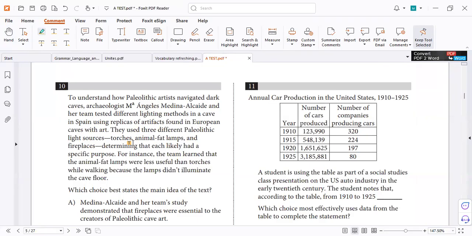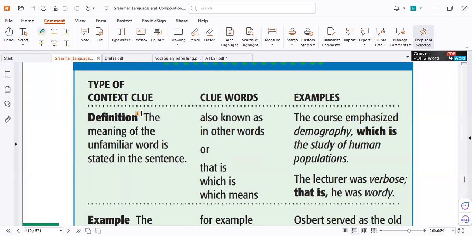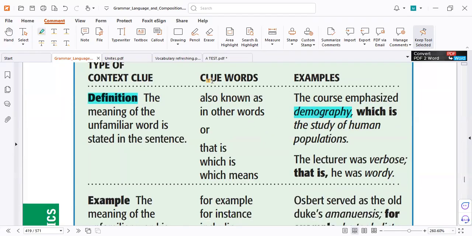Number one, the writer can use the technique of definition. He already gives me the definition of the word. Do you remember that? So let's see, for example, he gives you word clues to know that the following is the same as the previous. The course emphasized demography, which is the study of human populations. Here again, "that is" means the same meaning. The lecture was verbose, so the lecture here was wordy.